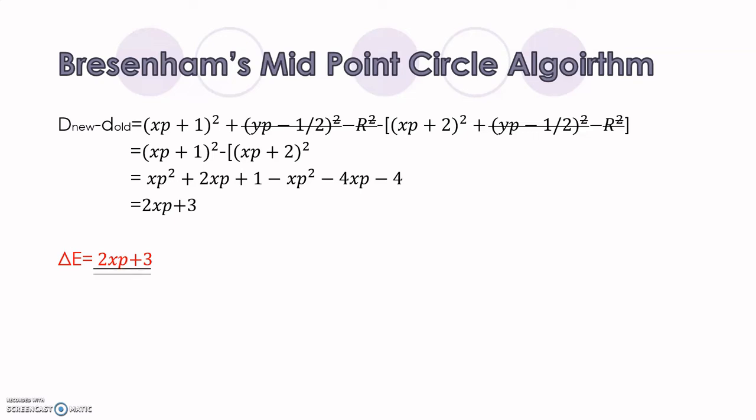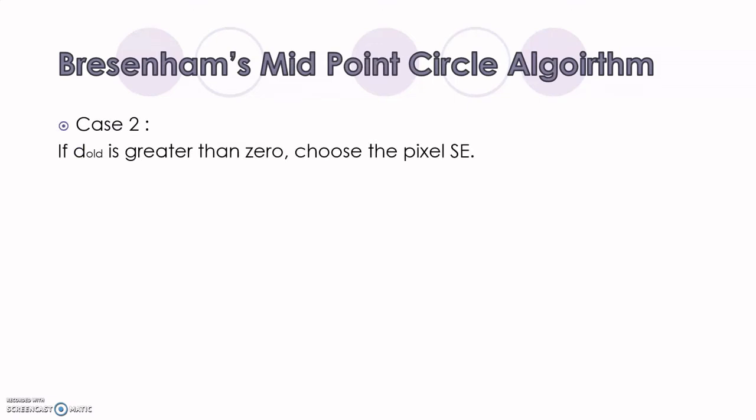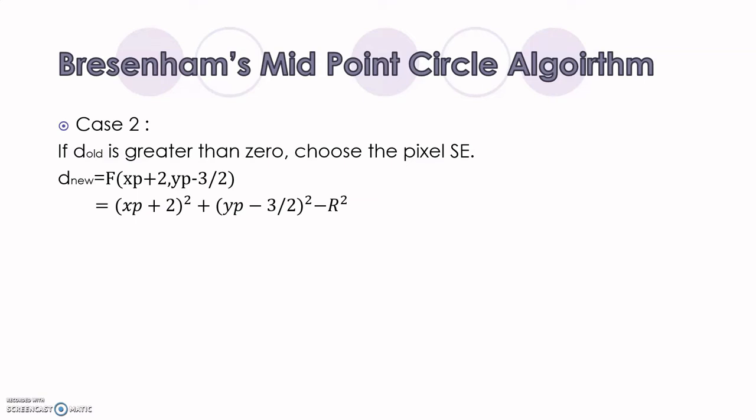Now let's move on to case 2. Case 2: if D old is greater than 0, choose the pixel SE. So the next midpoint will be with 1 increment to x and 1 increment to y in the downward direction. So we get D new as f of xp plus 2, and 1 increment to y in the downward direction means minus 1. So minus 1 by 2 minus 1 is minus 3 by 2. Now we add it to the function, that is xp plus 2 whole square plus yp minus 3 by 2 whole square minus r square.